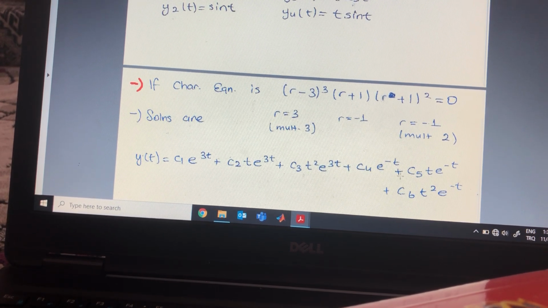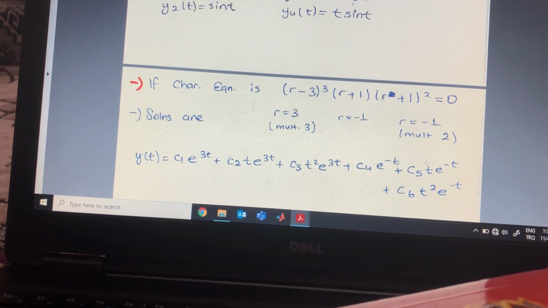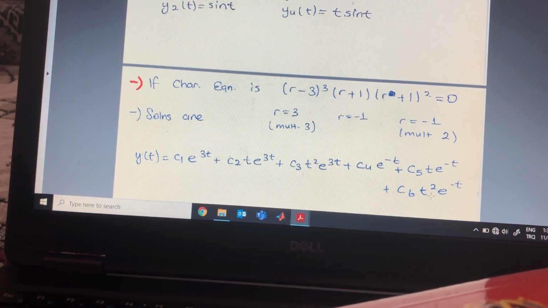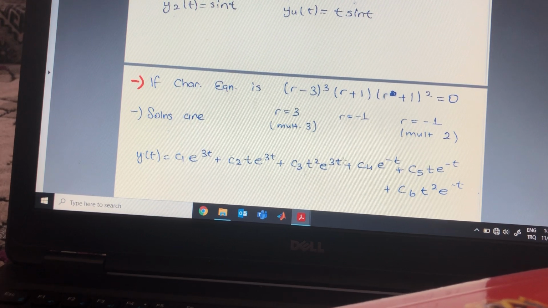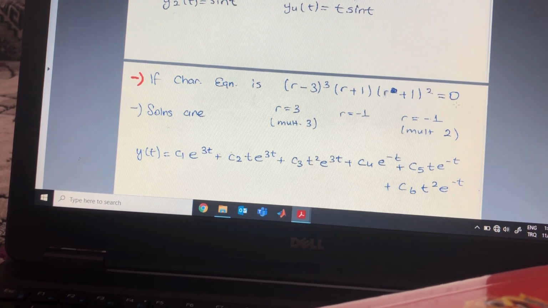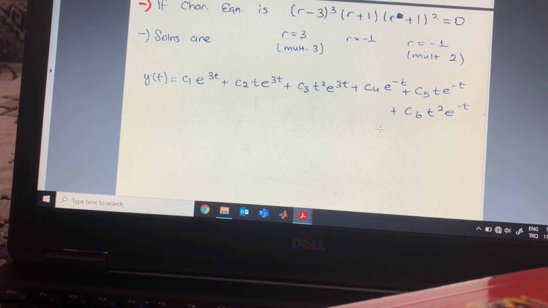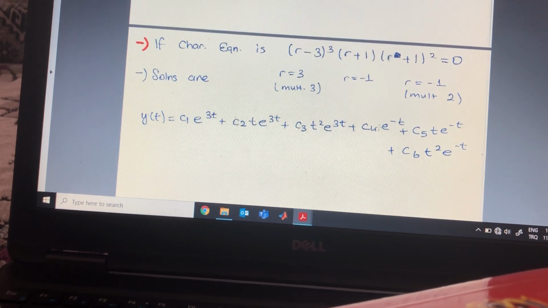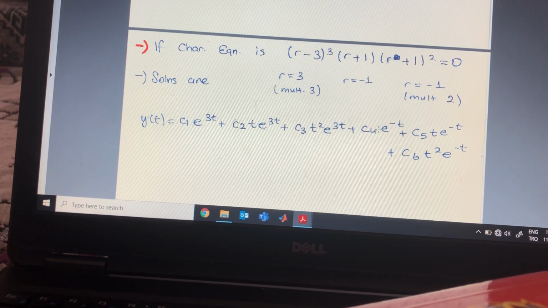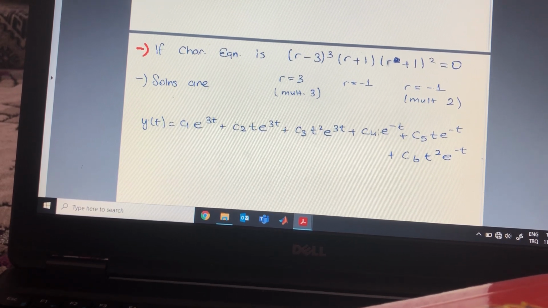And this is going to bring you e to the negative t, and this is going to bring you t times e to the negative t and t squared e to the negative t, okay? And if you have another one, t cubed, it will go like that. You can see in here, okay? I hope you understand it. And this was the end of the nth order differential equations.